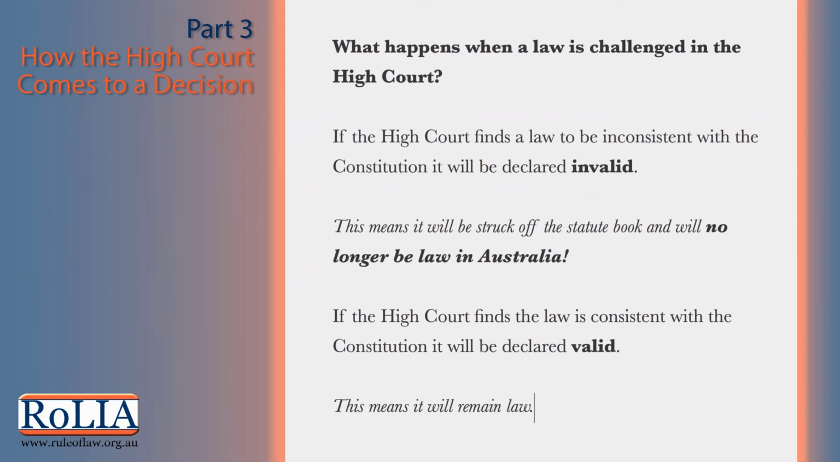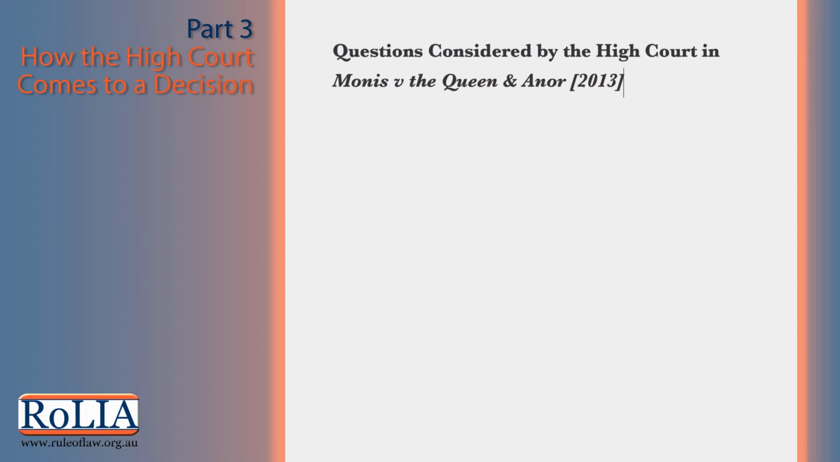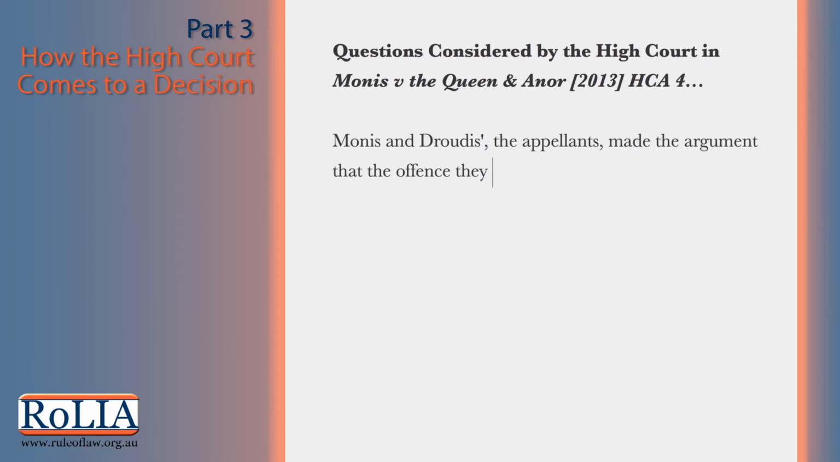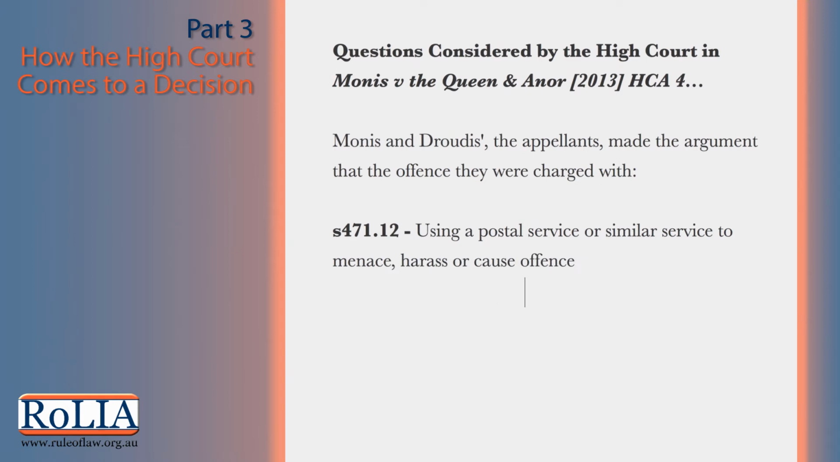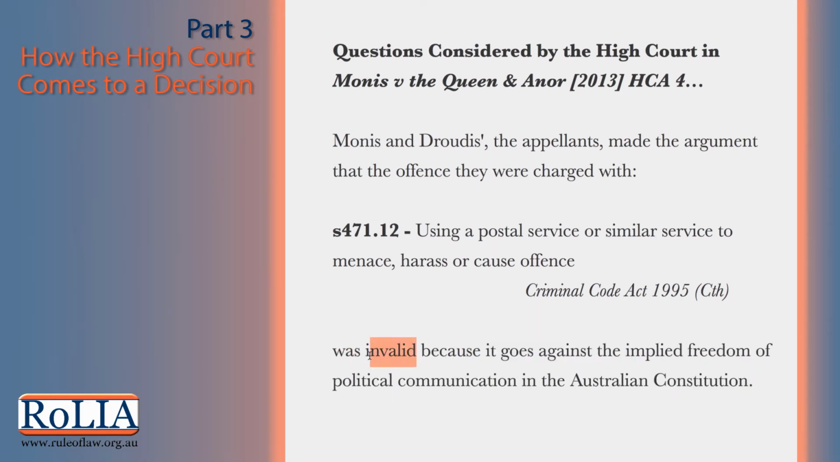You'll remember from the second video that there were two appellants, Monis and Droudis. Monis and Droudis were appealing a criminal offence and were making the argument that that criminal offence was inconsistent with the Australian Constitution. The High Court in previous cases had found an implied freedom of political communication. Monis and Droudis argued that that criminal offence infringed on their right to that freedom of political communication.